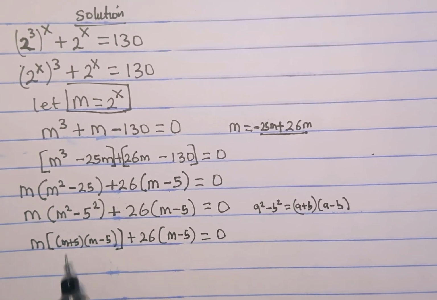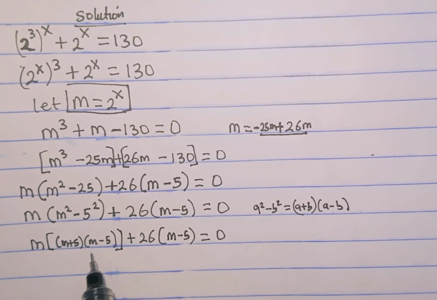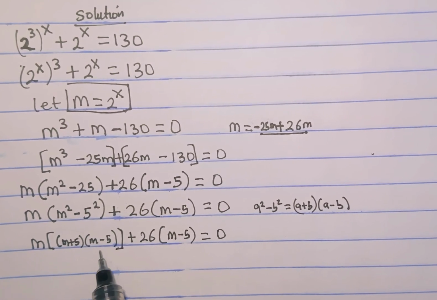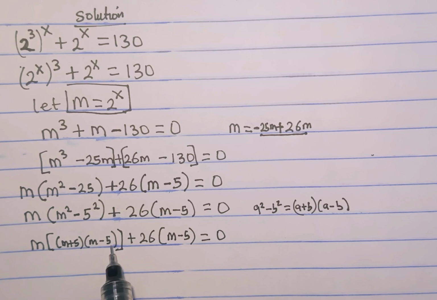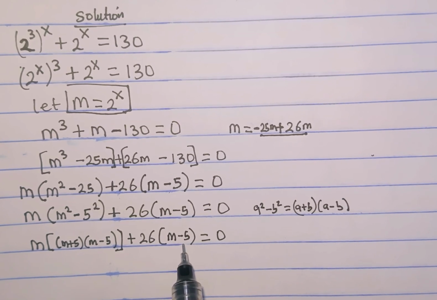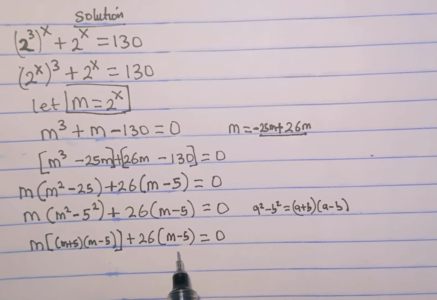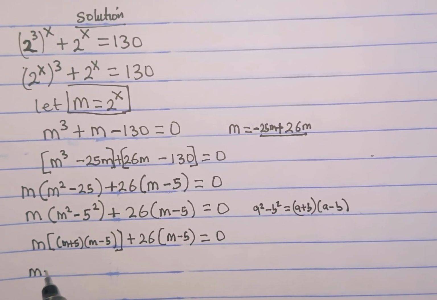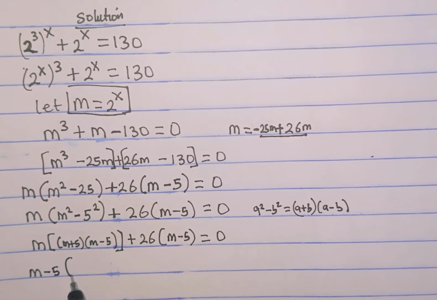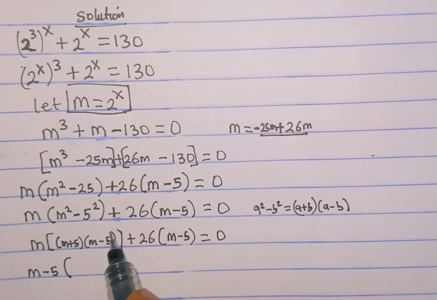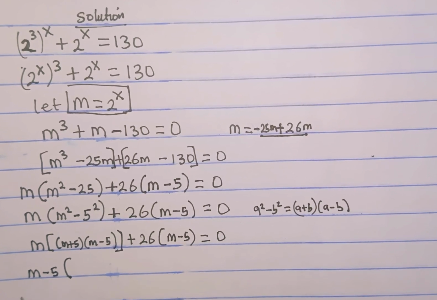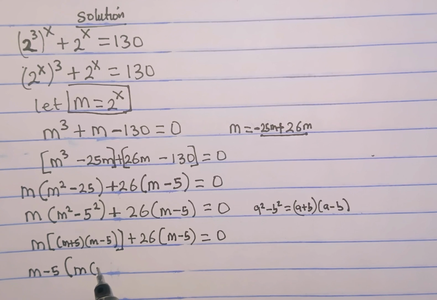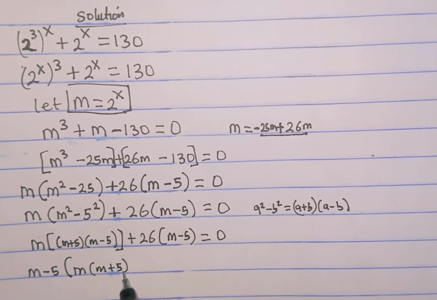Remember, these are together and these are together. Now we check these two expressions. What is common? We have m into m minus 5 here, and also there's m minus 5. So therefore, m minus 5 is common. So we're going to factor out m minus 5. Then we open a big bracket. So here, this m minus 5 is going to cancel this m minus 5. So we are just left with m into m plus 5.